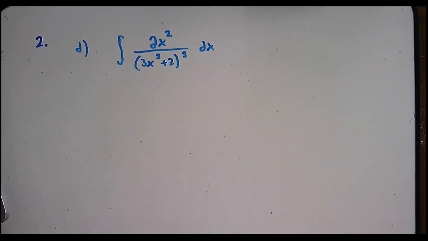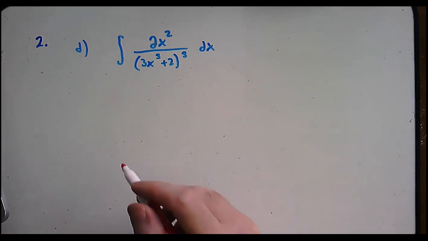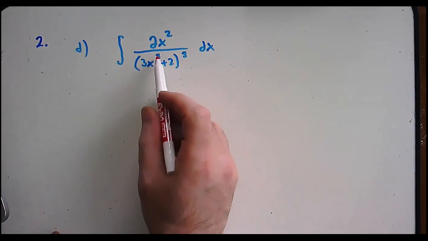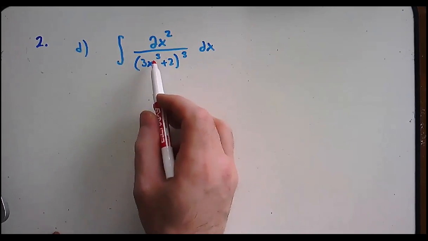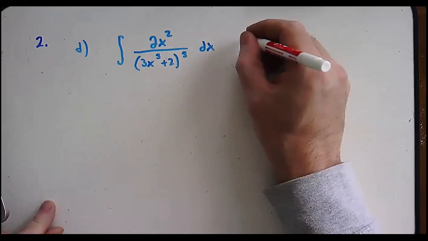Okay, last problem in this section, part D. We have the integral of 2x squared over 3x cubed plus 2 all to the 3rd power dx. Again, a u-substitution problem. We're looking for the higher power of x. We have x cubed inside the parentheses here. We have x squared up top. So I'm going to try, do it over here.